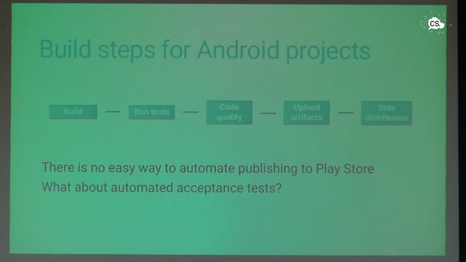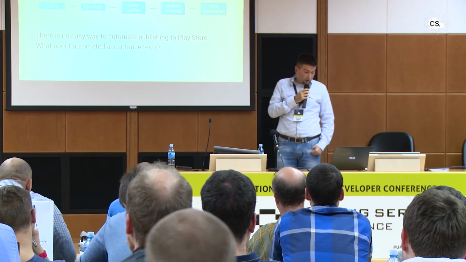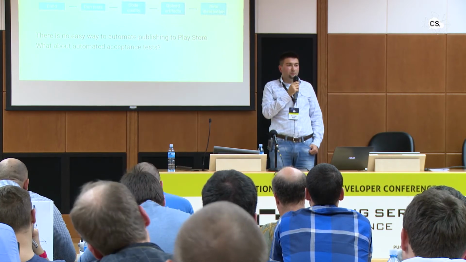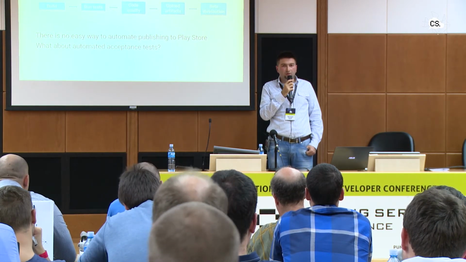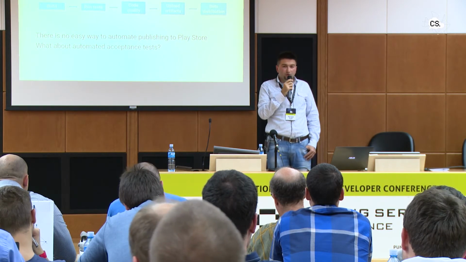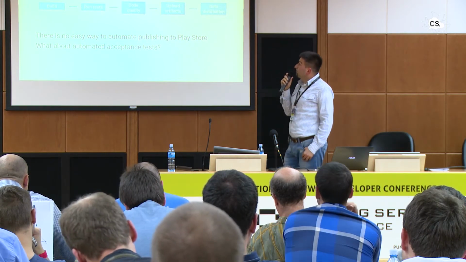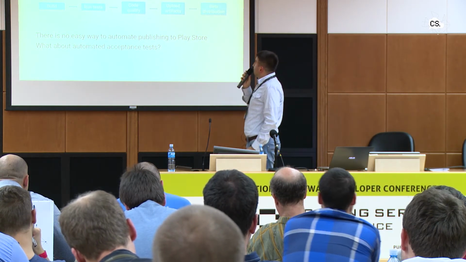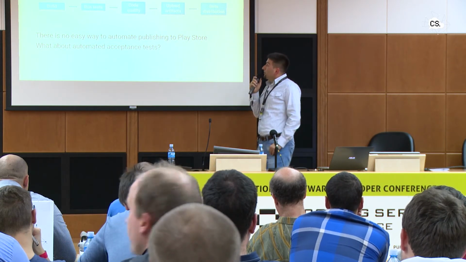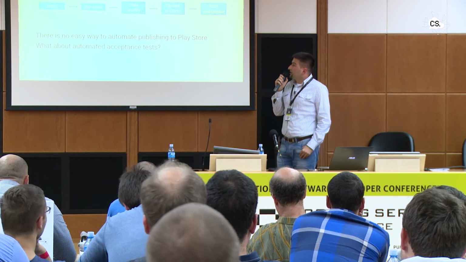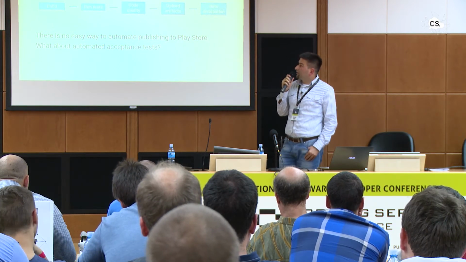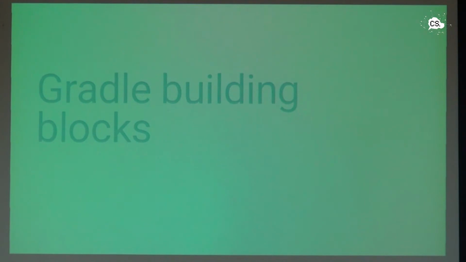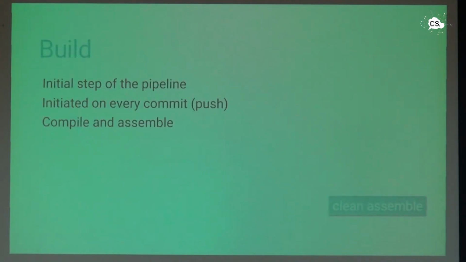Also, as I mentioned before, automated acceptance testing depends greatly on the tool you are using. But if you want your automated tests placed somewhere here, it will probably be after uploading artifacts and before distributing to beta testers. This will ensure that we have a build backed up, and also that we won't distribute something that is not accepted by the criteria. And now let's get into the implementation part.